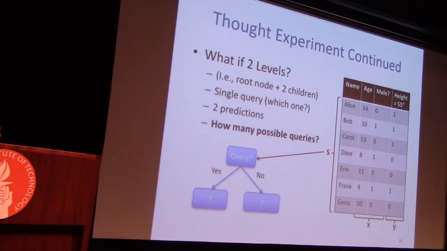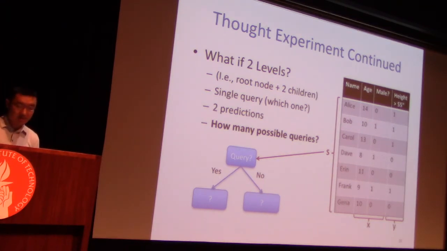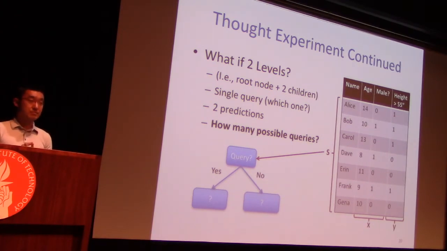So what if we had 2 levels? What if we had a decision tree that had a single query at the root node and then 2 leaf nodes? If we commit to this architecture in our decision tree, just a single query plus 2 leaf nodes, then the learning question becomes, how do we pick the query? So any guesses on how many possible queries there are? We'll go through an example.